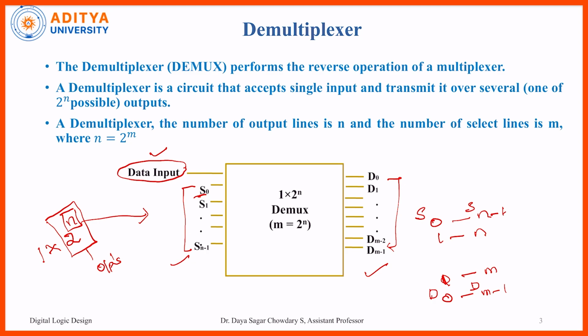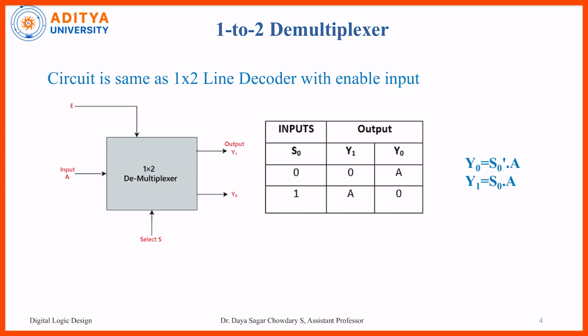We can get this data input from the output of a multiplexer. The same output of the multiplexer is given as the input to this demultiplexer, and depending on the selection lines, we get the output. This is the operation of the demultiplexer. Here n is equal to 2 to the power of m. Now coming to the starting point, the 1 to 2 demultiplexer.